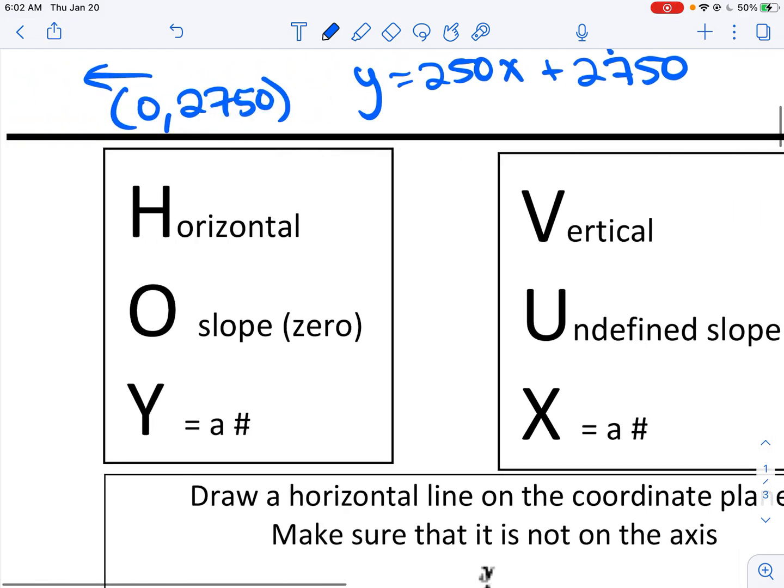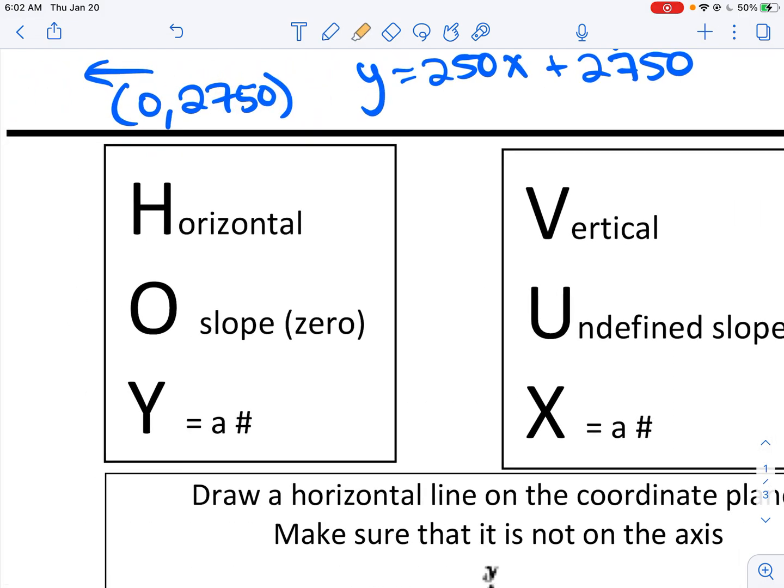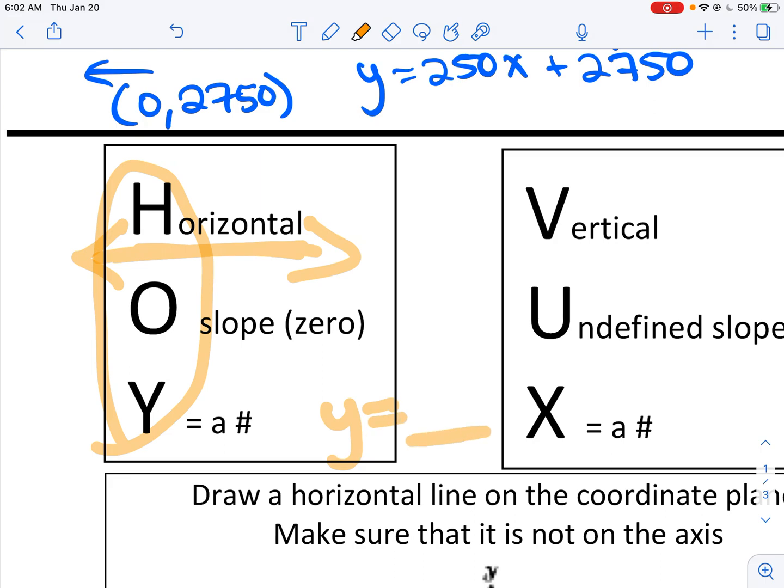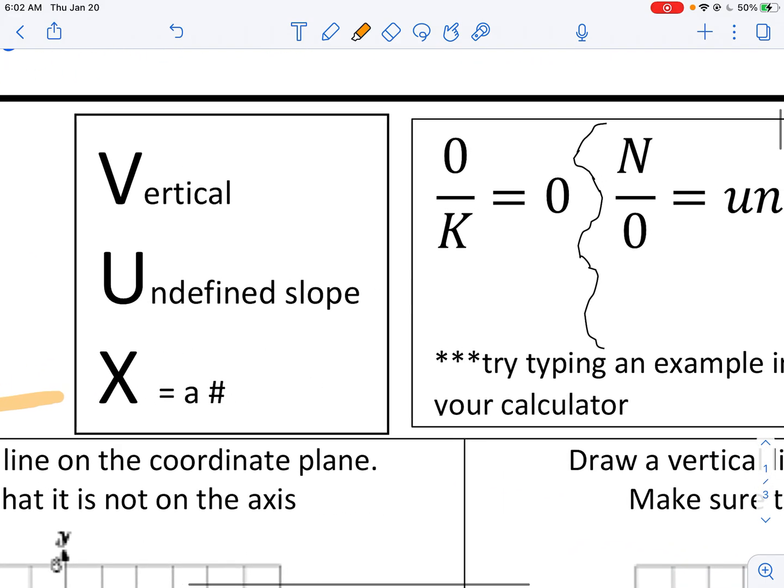Okay. Now these are weird new things to say. So hoy, unless you speak Spanish, and then it's hoy. It's talking about if you have a horizontal line, that means this direction, the slope will be 0, and the equation of the line every time would be y equals some number. Okay, over here, I'm guessing vox. That means if I have a vertical line, we're going to have an undefined slope, and it's going to be x equals some number.